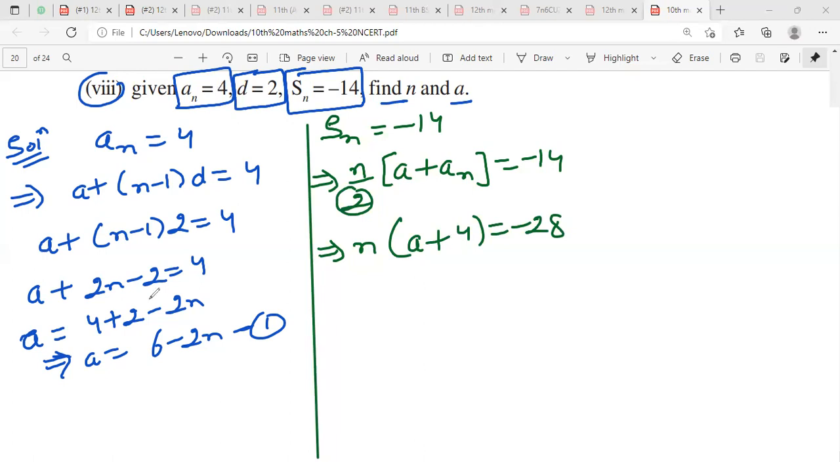Now what we can do, we can put this value of a here, so it can be written as implies minus 28 is equal to n. In place of this a, we will put 6 minus 2n, plus 4. 6 minus 2n plus 4, right?